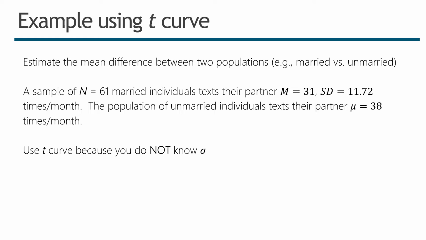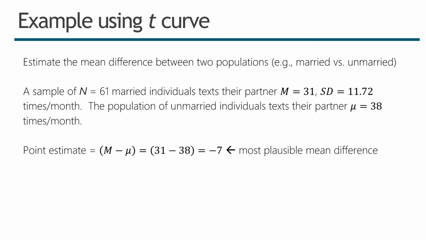We have to use a t-curve here because we do not know the population standard deviation, or sigma. First, we compute the point estimate: the sample mean minus the population mean. 31 minus 38 gives us -7. This is the most plausible mean difference for the difference in text messages between these two populations.